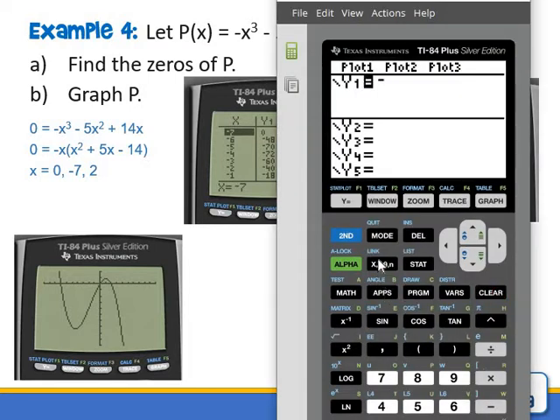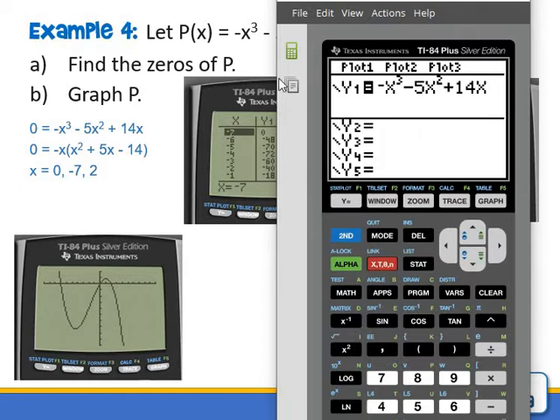So we can put in negative x to the third minus 5x squared. Oops, drop down out of the power here. Negative x to the third minus 5x squared plus 14x.